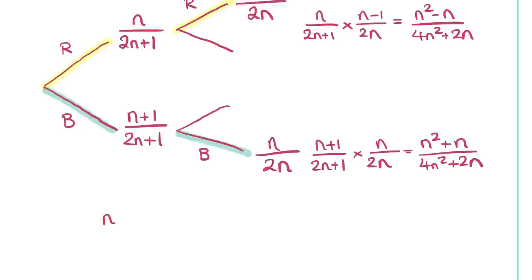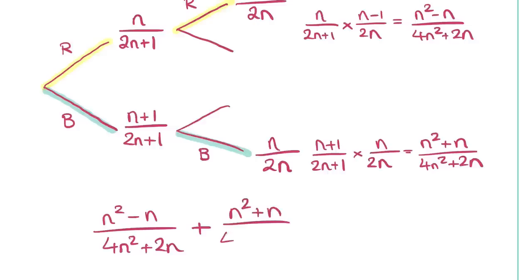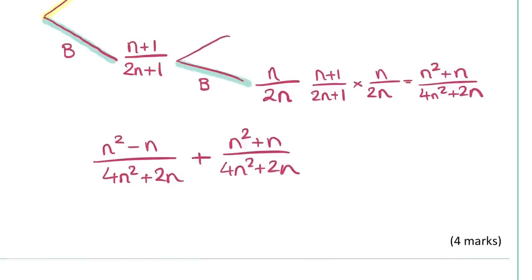So (n squared minus n) over (4n squared plus 2n), plus the probability of 2 blues, which is (n squared plus n) over (4n squared plus 2n). It's quite nice actually, the numerators: n squared add n squared is 2n squared, and the minus n plus the n cancels out, so just 2n squared. And then we have 4n squared plus 2n. I mean, that's the expression there for getting the same colours.